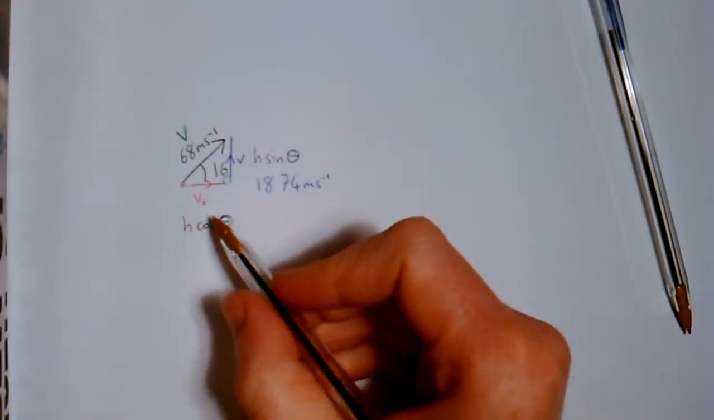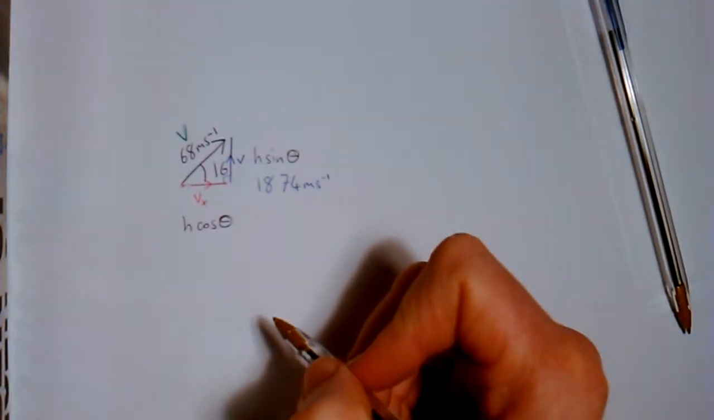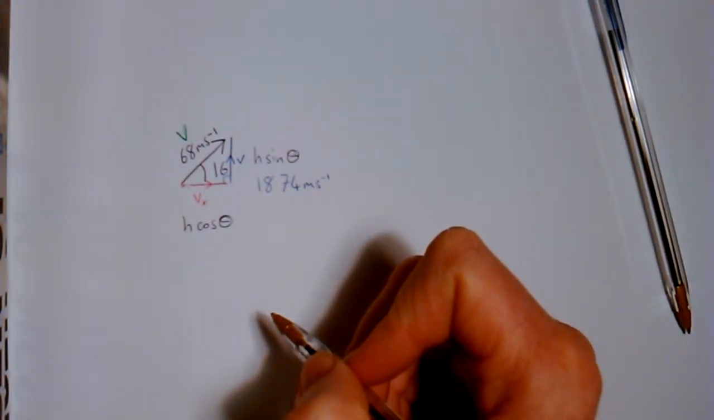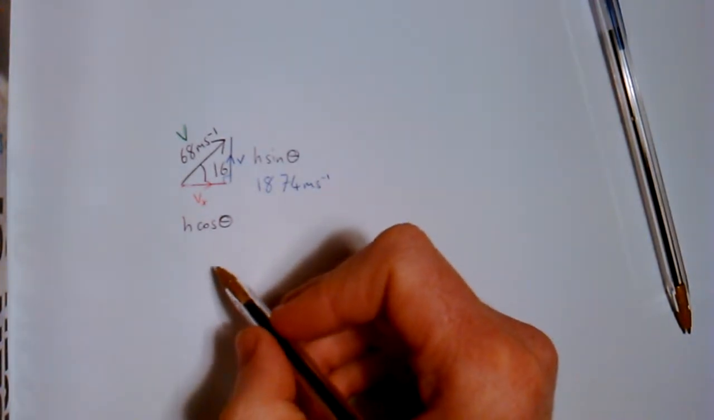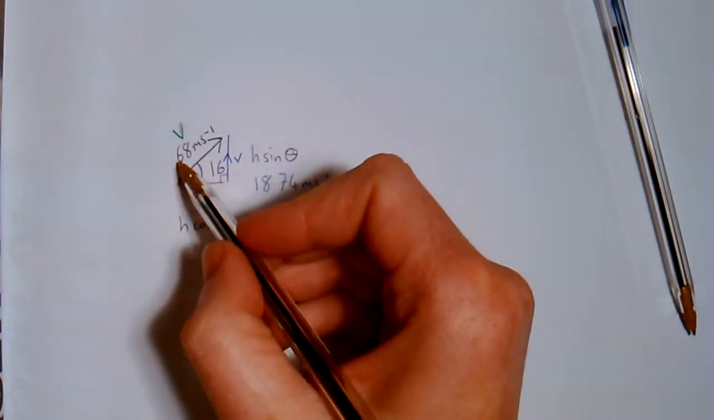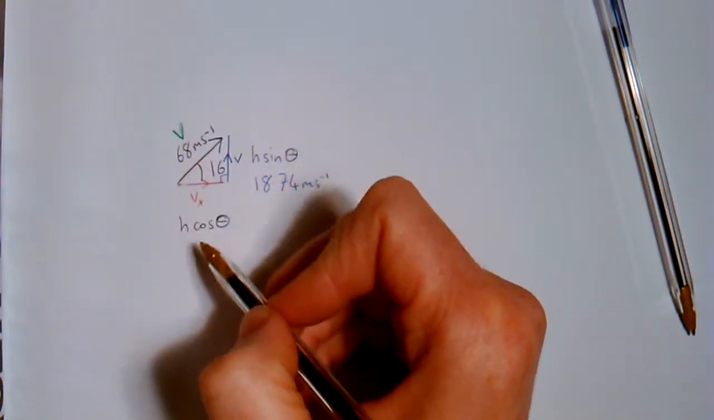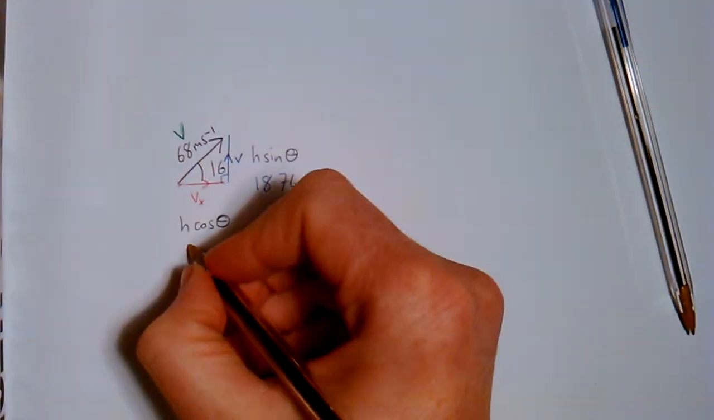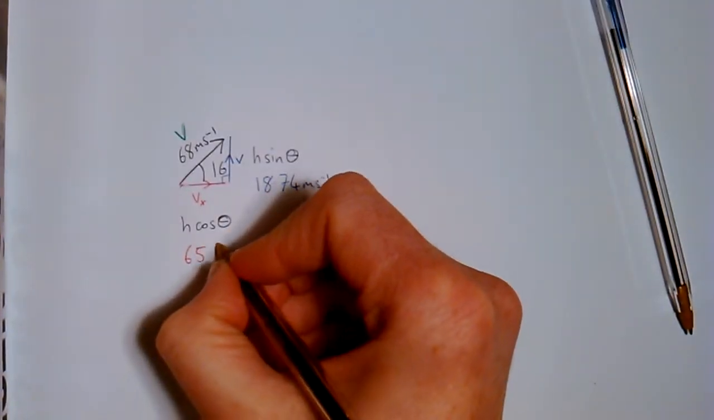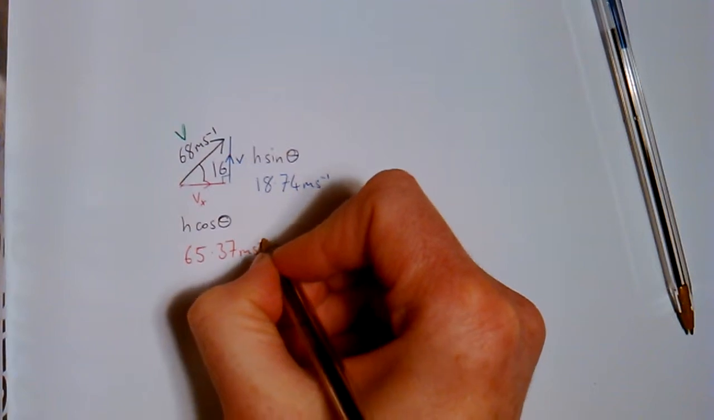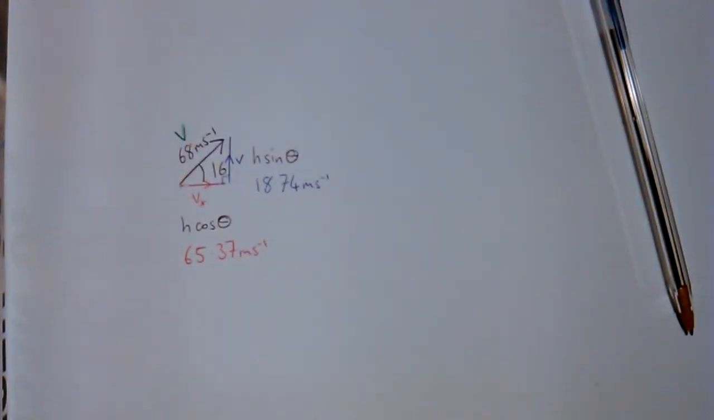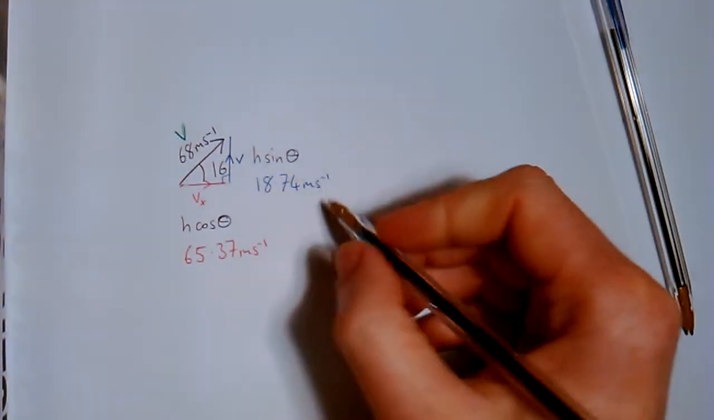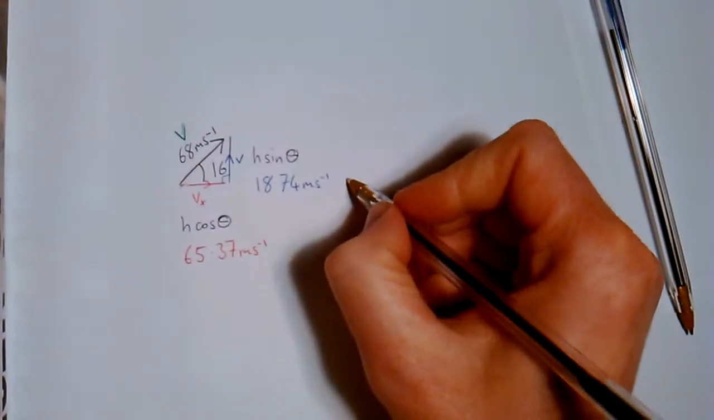Whilst we're here, we might as well work out the horizontal velocity, as in most cases you will be asked to work out both of them at the same time. So h cos theta, again, put that into your calculator, and we're looking for an answer smaller than 68 because that's the hypotenuse. That's always going to be the biggest, and that comes out as 65.37 meters per second. Okay, now that we've got these two, we can actually go about doing something with it. So anyway, that's our answer to part 1.